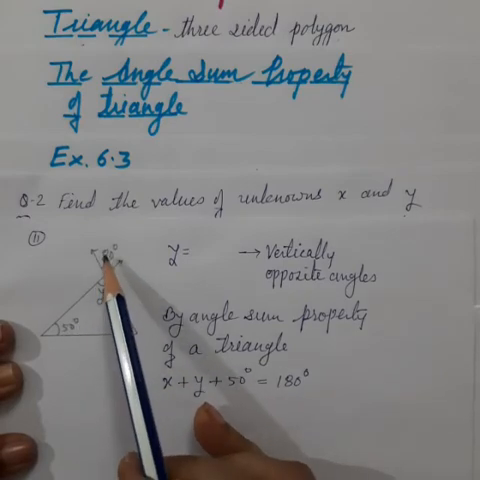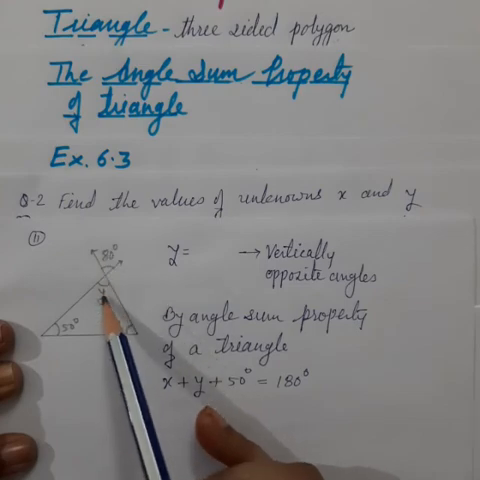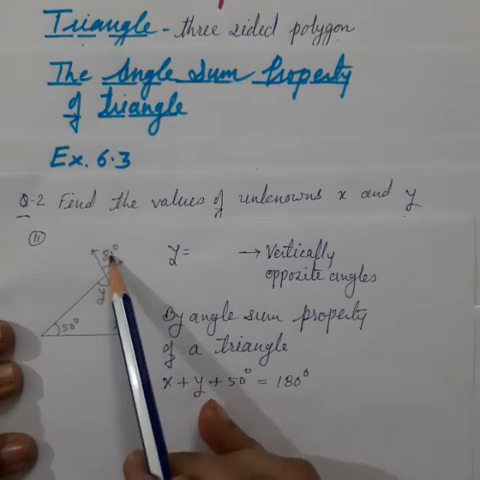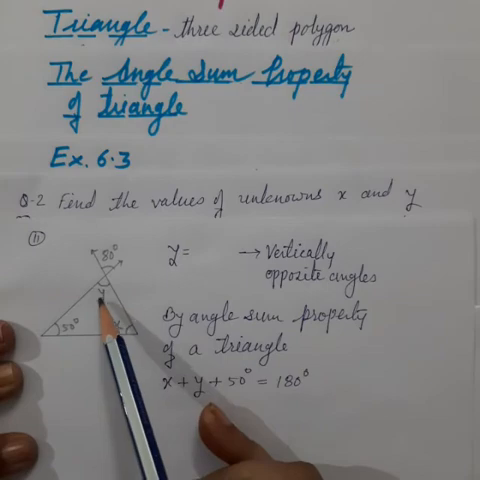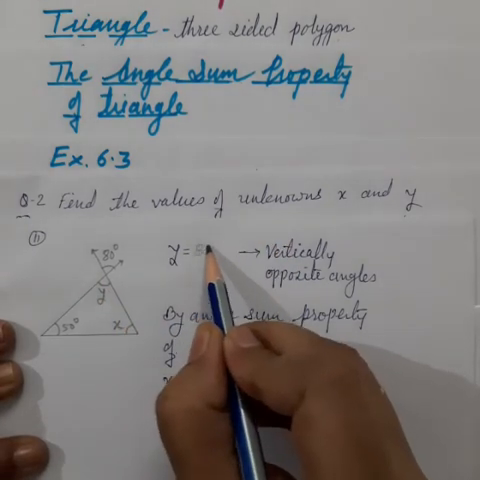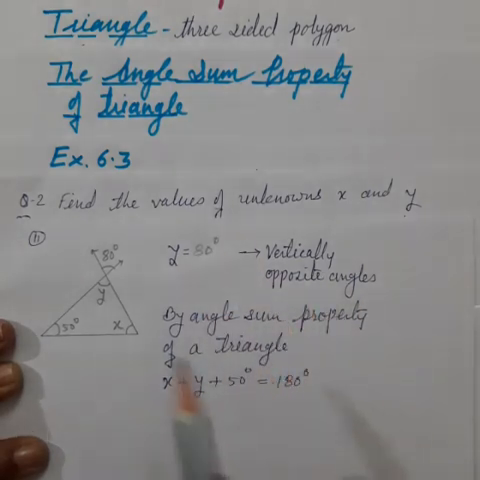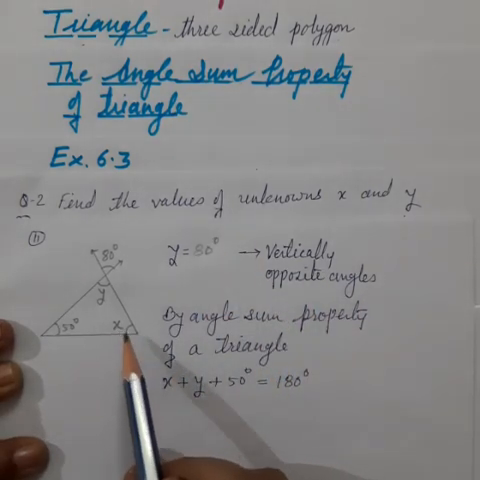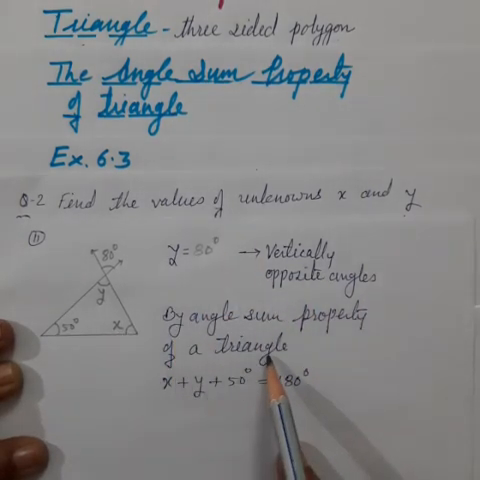And the vertically opposite angle of y is given as 80 degrees. We know that vertically opposite angles are always equal. So the measure of y is equal to 80 degrees, vertically opposite angles. And to find the value of x, we will use the angle sum property of a triangle.